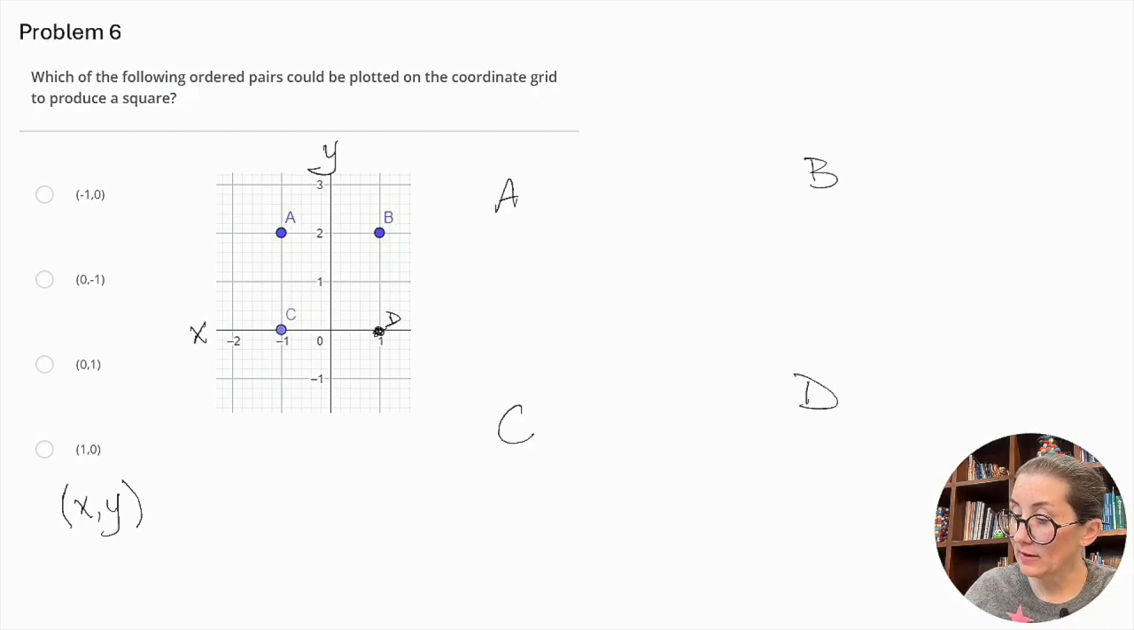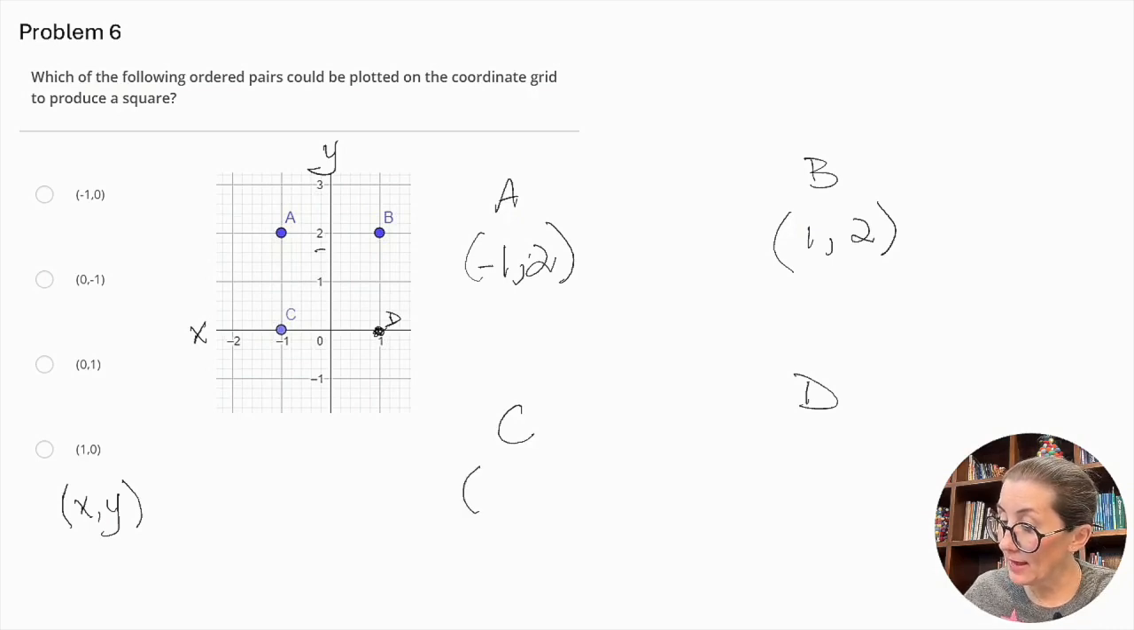So let's look at the ordered pairs for A. Its x-axis is -1, and its y-axis is 2. B, x is 1, and y is 2. C, x is -1, and y is 0. And for D, x is 1, and y is 0.